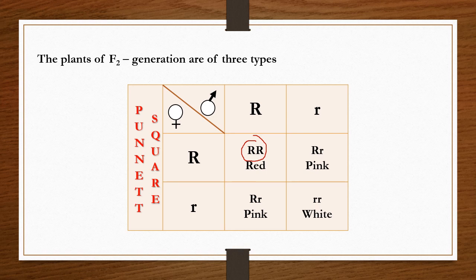So we are observing three types of plants: the plants with red flowers are one, the plants with pink flowers are two, and the plants with white flowers are three. That means we can observe three types of flowers in these plants.